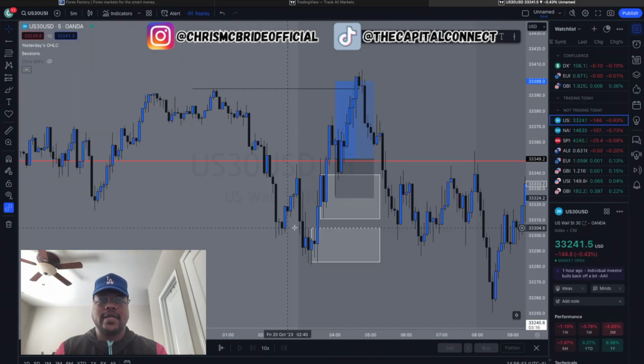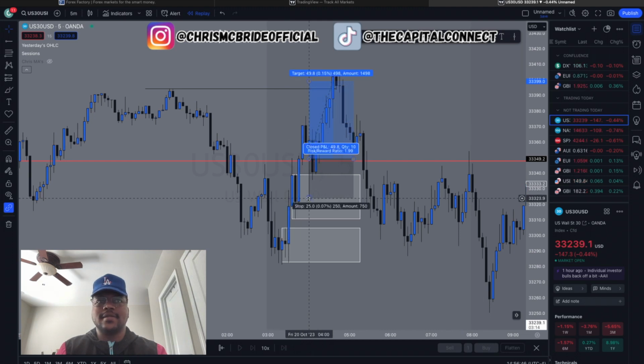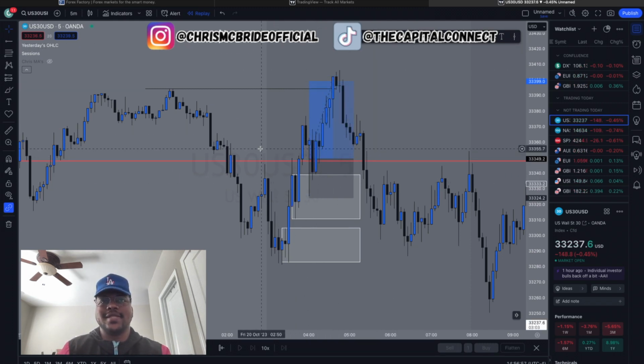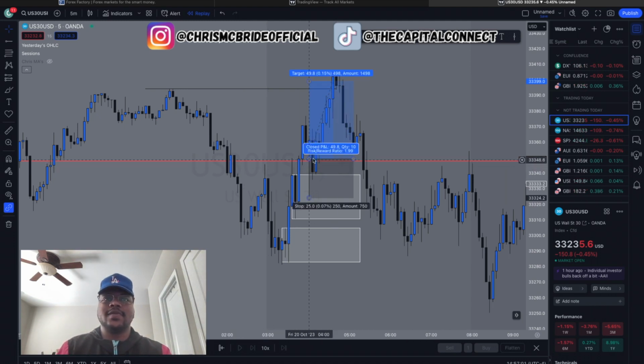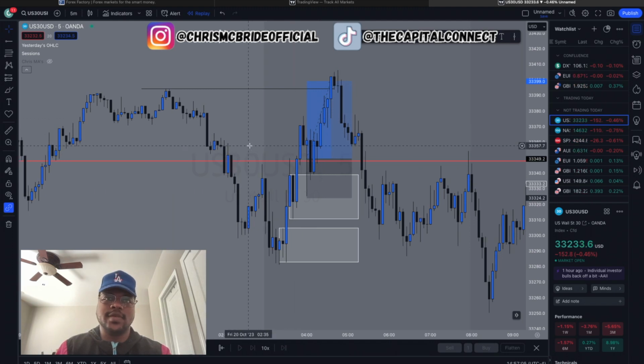Now, the setup on US 30 is the same thing as the NAS 100 setup. When it comes to this setup in particular, I did not enter right at the zone because I honestly kind of saw it a little bit late. So I entered as it was leaving the zone. So I entered right around here where the entry shows on TradingView.